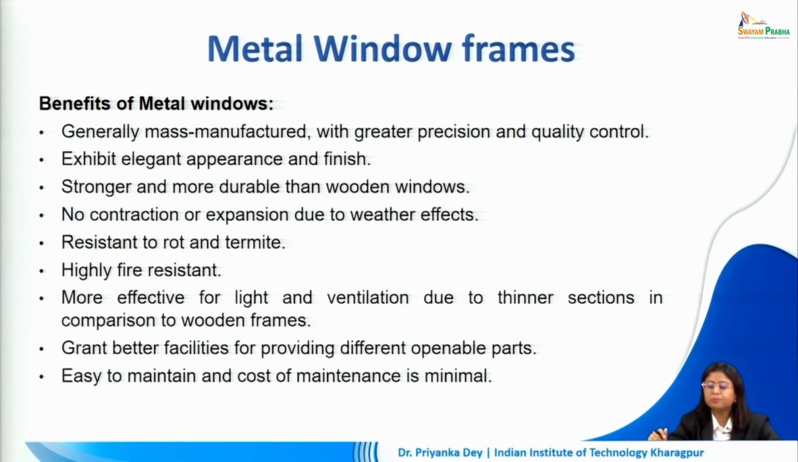Now, they grant better facilities for providing different openable parts. So, we can have a very complex design with multiple openable parts in a window if we use metal members, and they are also easy to maintain and the cost of maintenance over time is minimal. They will also not require multiple rounds of painting in regular number of years as in case of a wooden frame.